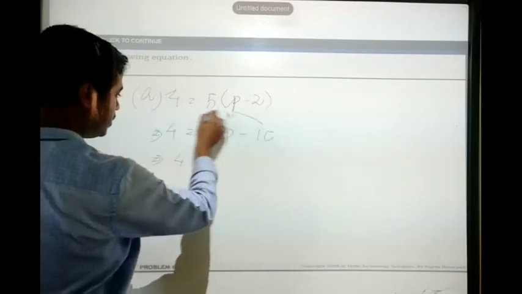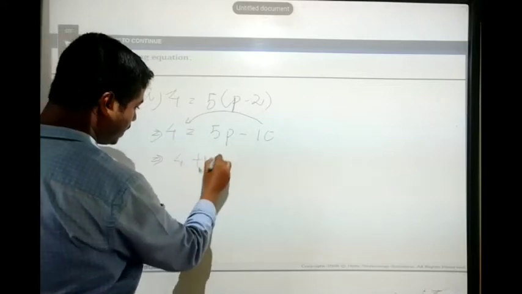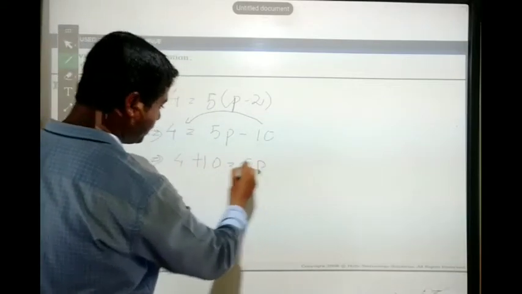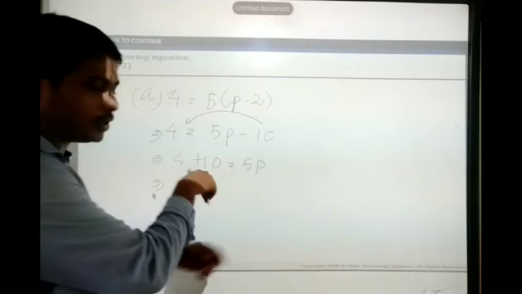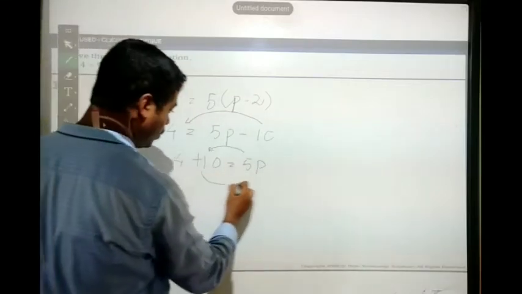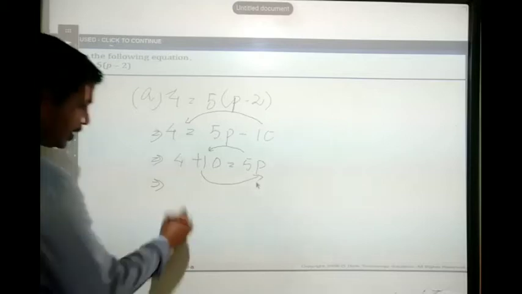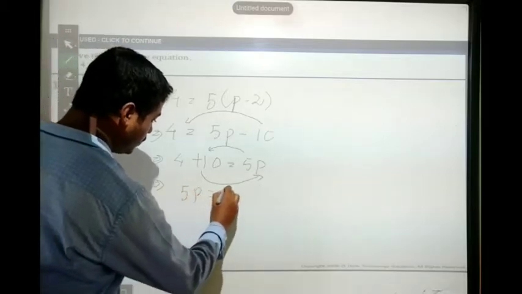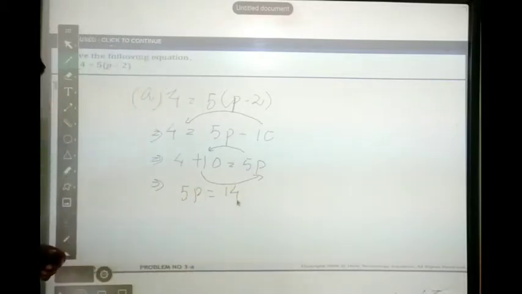Okay, put this 10 on the left hand side. So 4 plus 10 will be equal to 5p. I'll interchange the position. P I'll put this side and the whole term will be moved that side. Okay, 5p will be equal to 4 plus 10, that is 14.